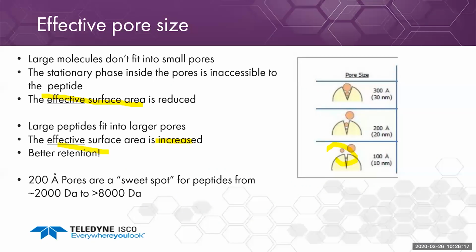And as I showed you on the previous slide, 200 angstroms is more or less a sweet spot for most peptides that people will run. And the changeover from a small molecule to a large molecule is about 2,000 Daltons in this context. So if your peptide's below about 2,000 Daltons, 100 angstrom pore size will work for you very, very well. If it's above about 2,000 Daltons, you might want to consider a 200 angstrom pore size column.